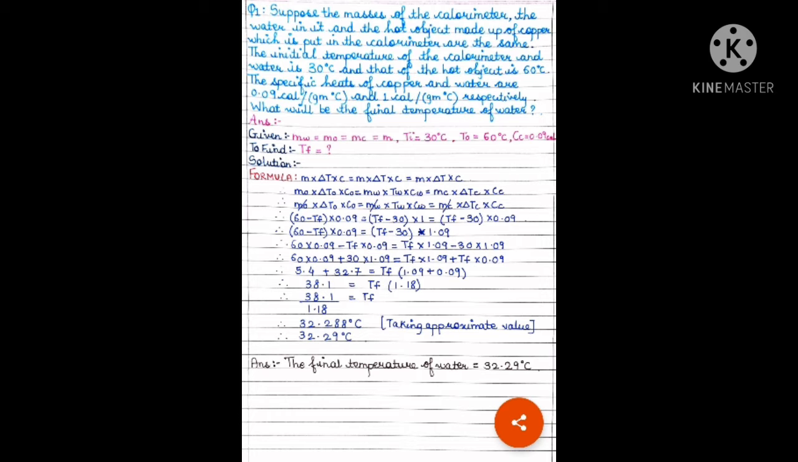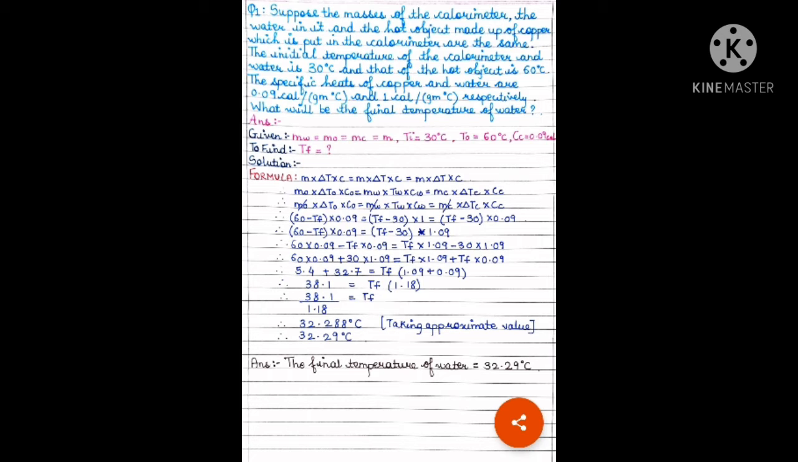MW is equal to MO is equal to MC is equal to M. TI is 30 degrees Celsius. TO is equal to 60 degrees Celsius. And CC is equal to 0.09 calorie. So to find TF is equal to question mark. So formula, we know the formula, students. M multiplied by delta T multiplied by C is equal to M multiplied by delta T multiplied by C, which is equal to M multiplied by delta T multiplied by C.